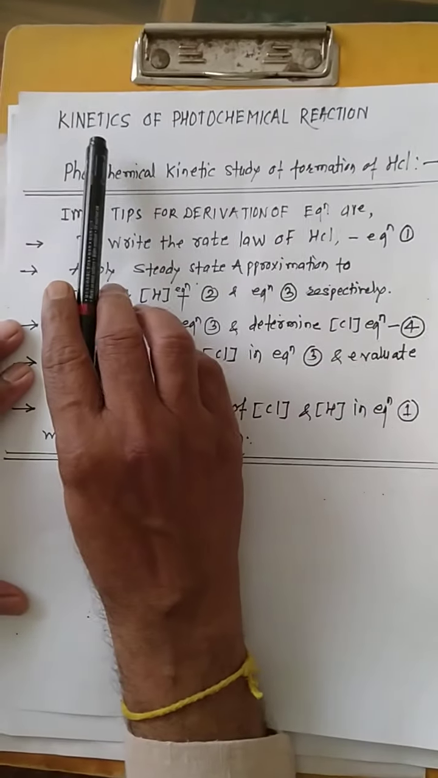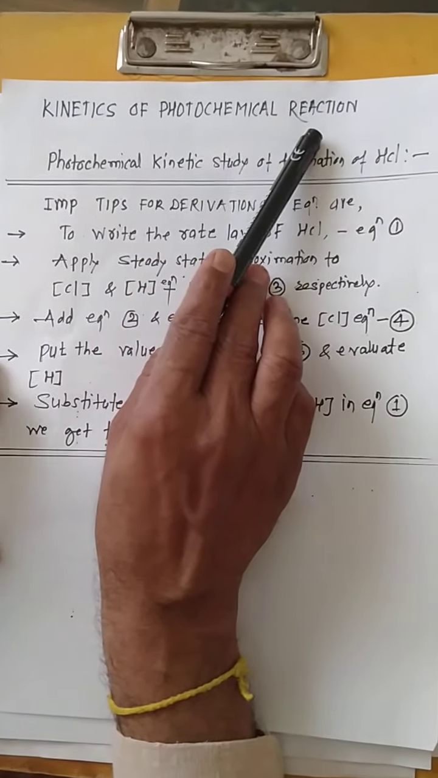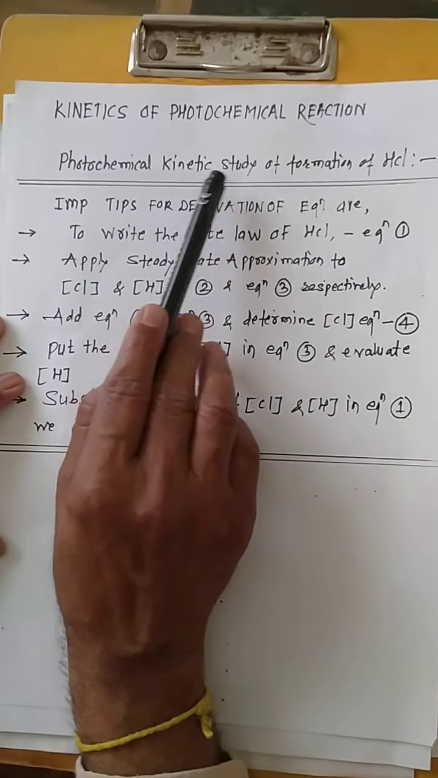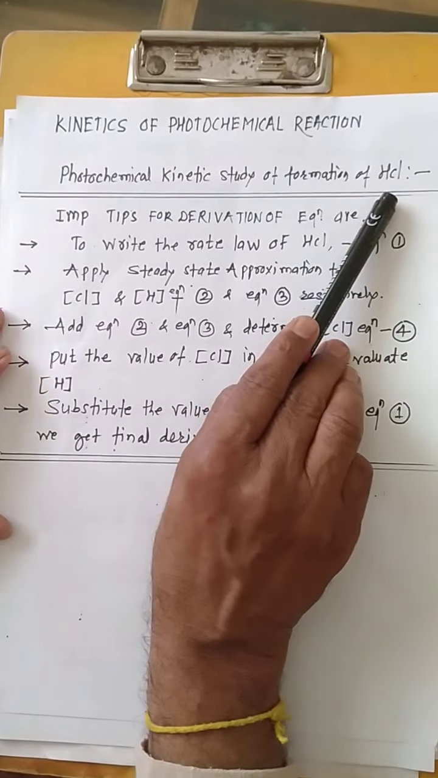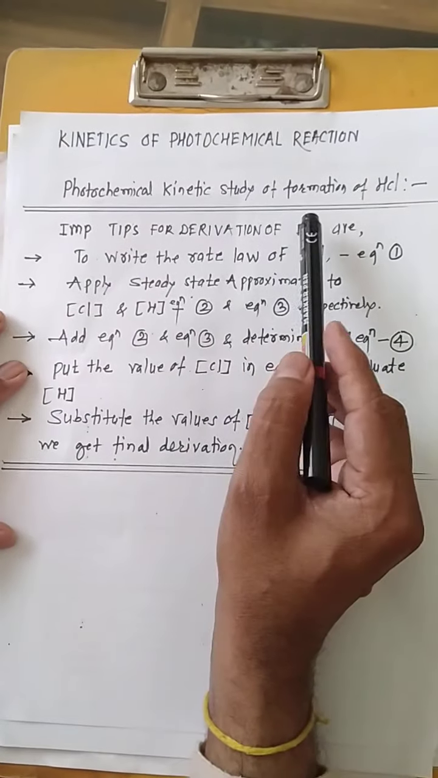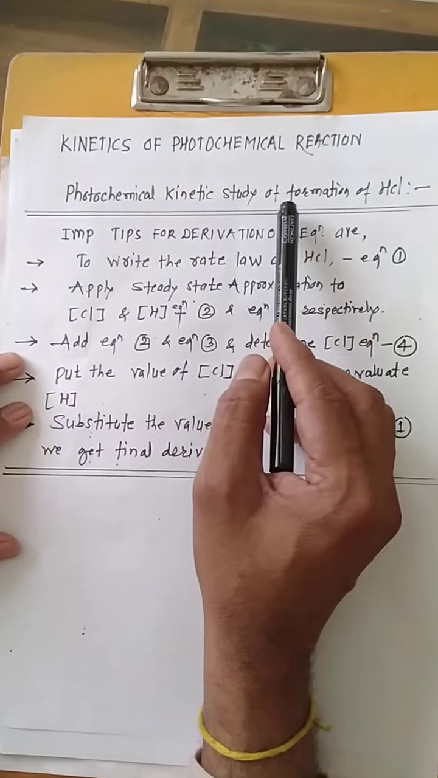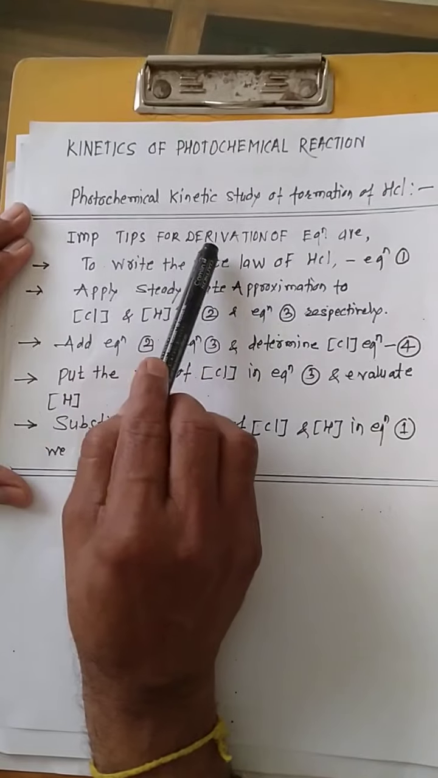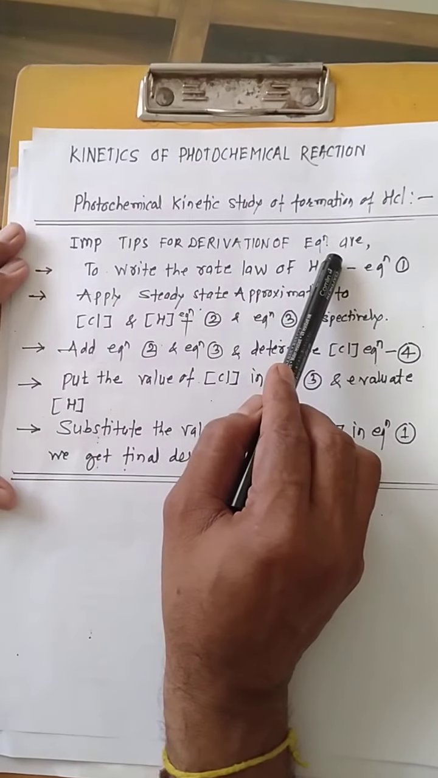We see here the important tips for the derivations, and then we derive the equation. Dear students, kinetics of photochemical reaction. Photochemical kinetics of formation of HCl. To derive the equation, the important tips are here. The important tips for derivation of formation of HCl.